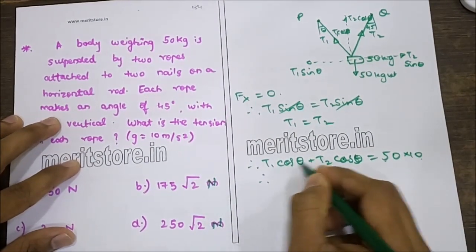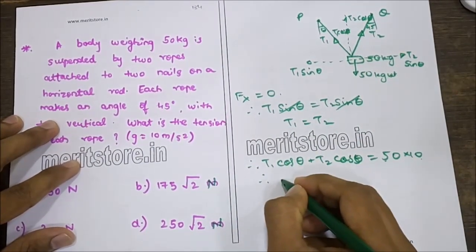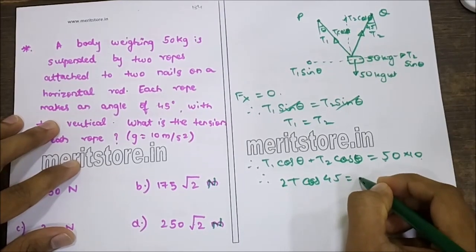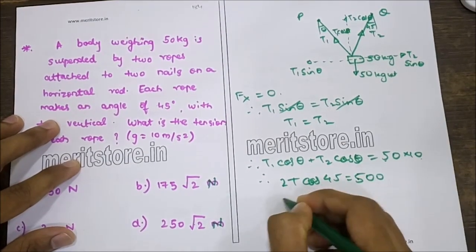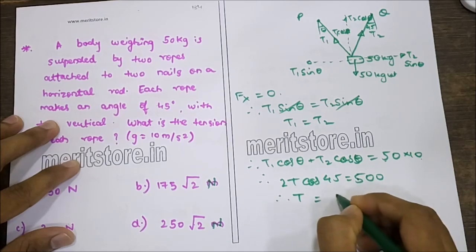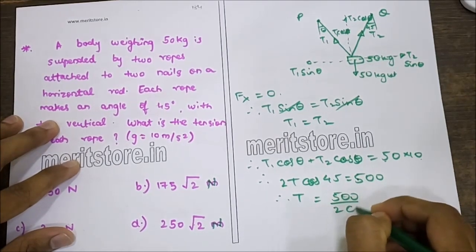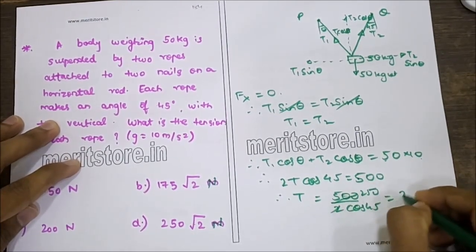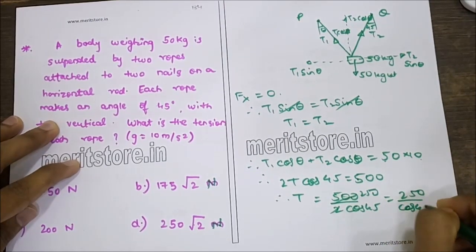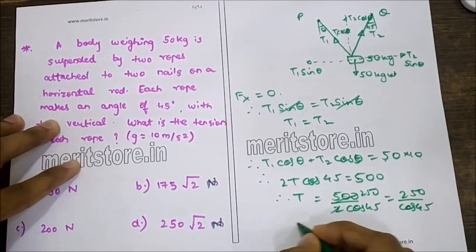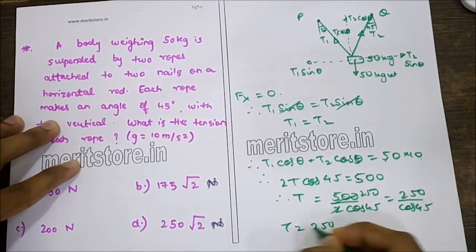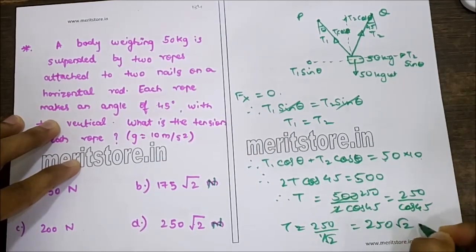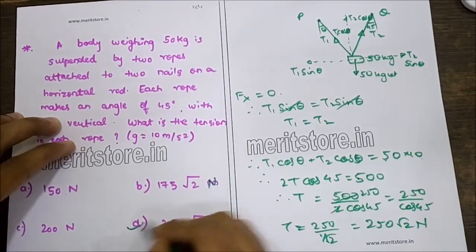Therefore, since theta is the same and T1 is equal to T2, 2T cos 45 is equal to 50 into 10, that is 500. Therefore, T is equal to 500 upon 2 times cos 45, which is equal to 250 upon cos 45. Cos 45 is equal to 1 by root 2. So T is equal to 250 upon 1 by root 2, that is nothing but 250 root 2 newtons. Hence, option D is the correct answer.